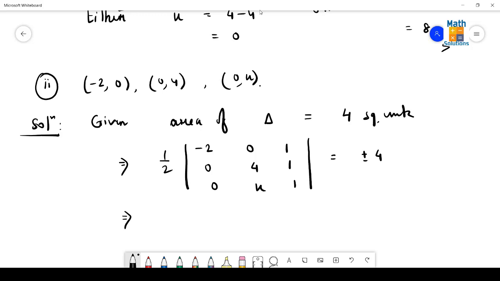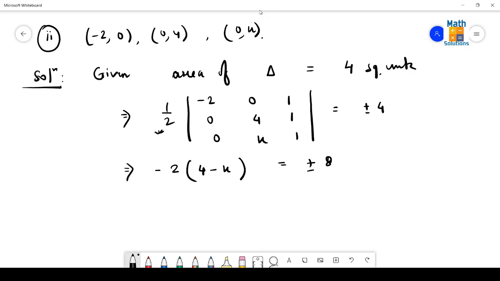So expanding along the first row or first column, whichever we consider, both are applicable. So let's proceed with the first column. 2, it will be 4 minus k, that is equal to plus minus 8, because 2 is getting multiplied there, this 2 is shifted to the opposite side. So again by this 2 we can divide both, or directly we can split it up. Minus 8 plus 2k is equal to plus minus 8. So 8 will be going to the other side, 2k is equal to 8 plus minus 8.